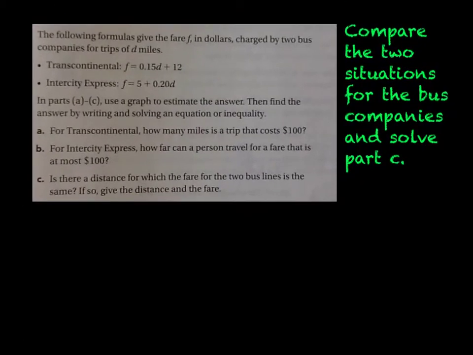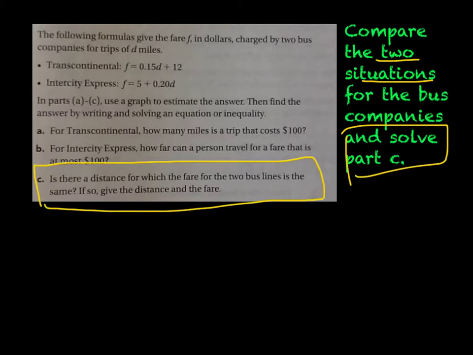In the following formula, we give the fare F in dollars charged by two bus companies for trips of D miles. We have Transcontinental, where the fare is equal to 15 cents times the distance plus 12 as the flat rate. And we have Intercity Express, where the fare is equal to $5 plus 20 cents per mile. We are going to compare the two situations and solve for part C. So we're only looking at this part and our equations right here.